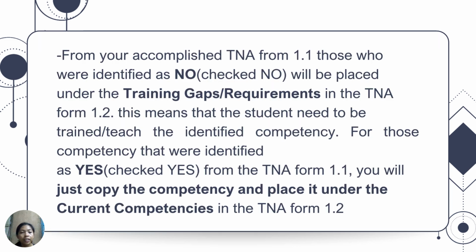In identifying training gaps from our accomplished TNA Form 1.1, those who were identified as no, or those who checked no, will be placed under the training gaps or requirements in the TNA Form 1.2. This means that the students need to be trained or taught the identified competency.